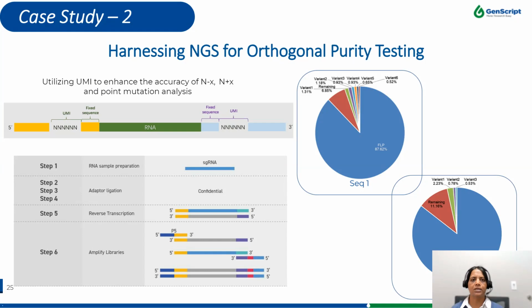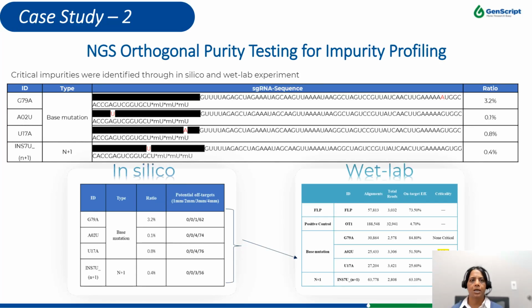In this case, the full-length product analyzed by NGS shows about 85% purity, and all the potential sequence variants are listed here with levels as low as 0.5%. The FDA requires that impurities greater than 1% must be reported. And as you can see, nearly all these variants can be identified using the NGS method. Here, we use NGS orthogonal purity testing for impurity profiling and purity testing.